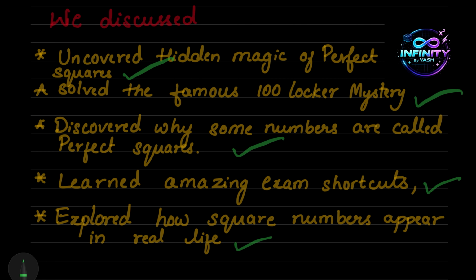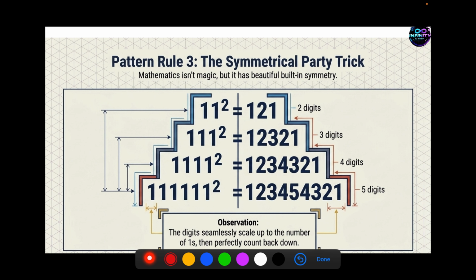Sounds interesting. So far, we have discovered two amazing patterns of square numbers, that is, adding odd numbers, and another one is that a square number doesn't end in 2, 3, 7, 8. But now I'm going to show you one of my favorite mathematical patterns. It almost looks like magic.